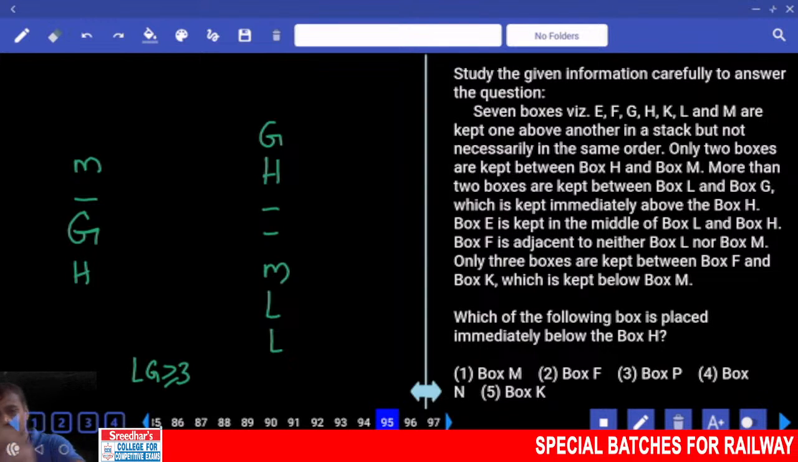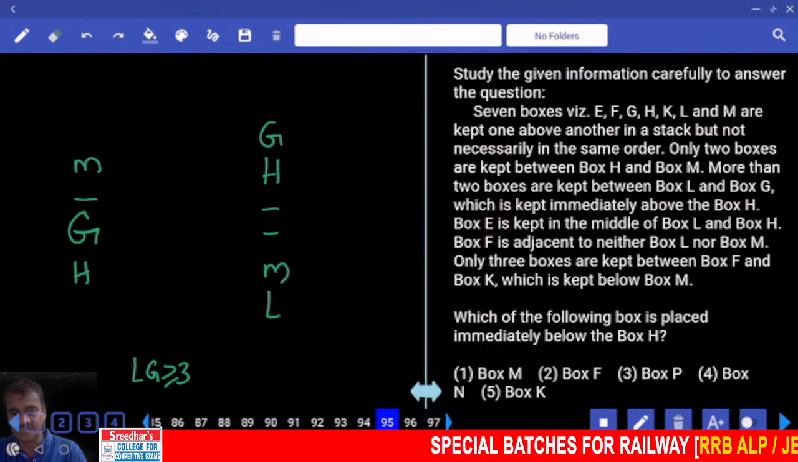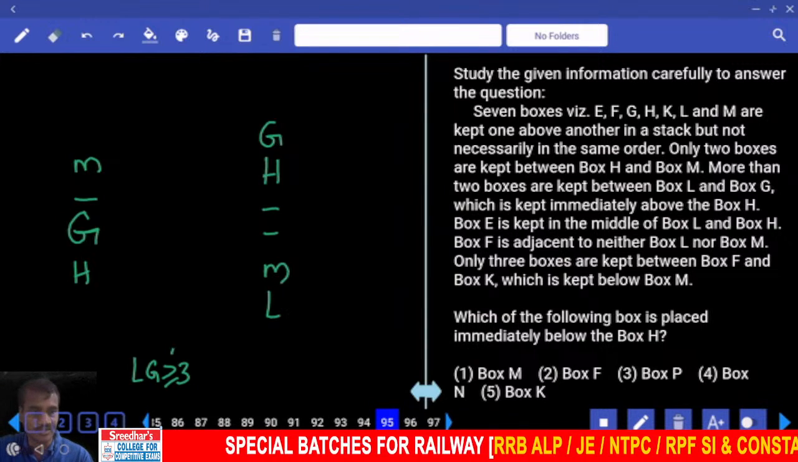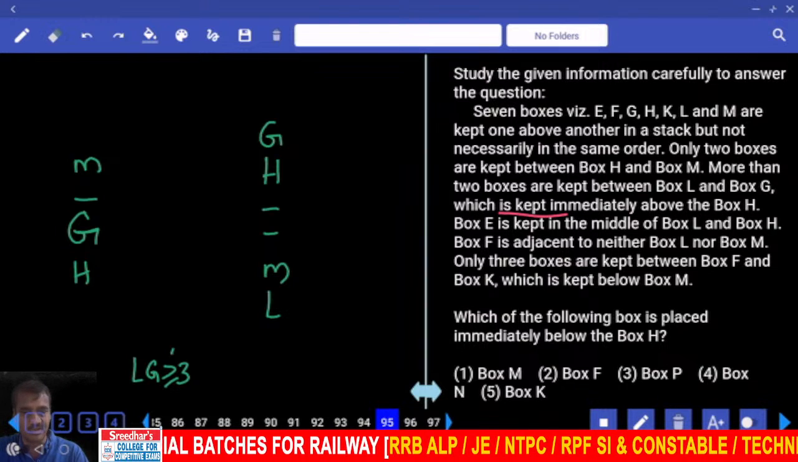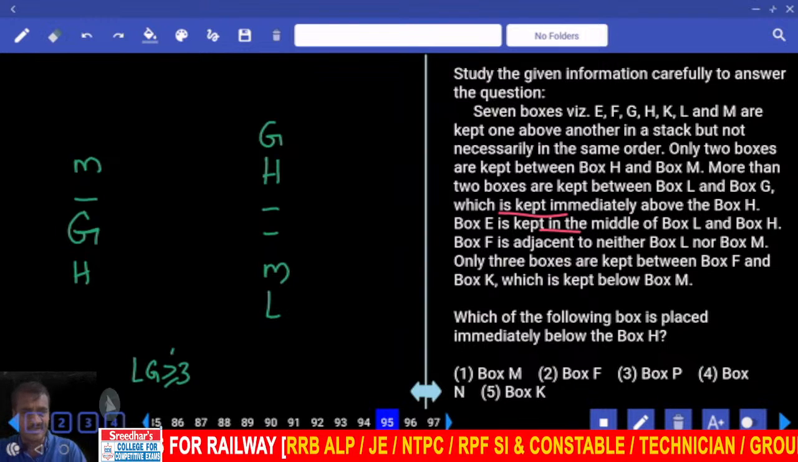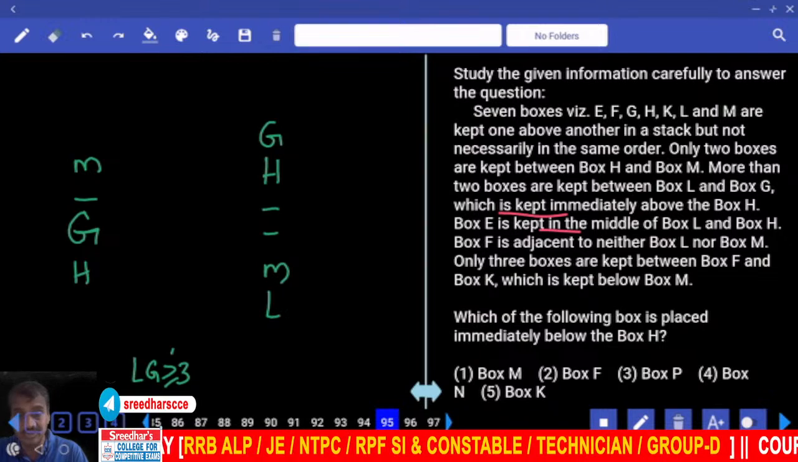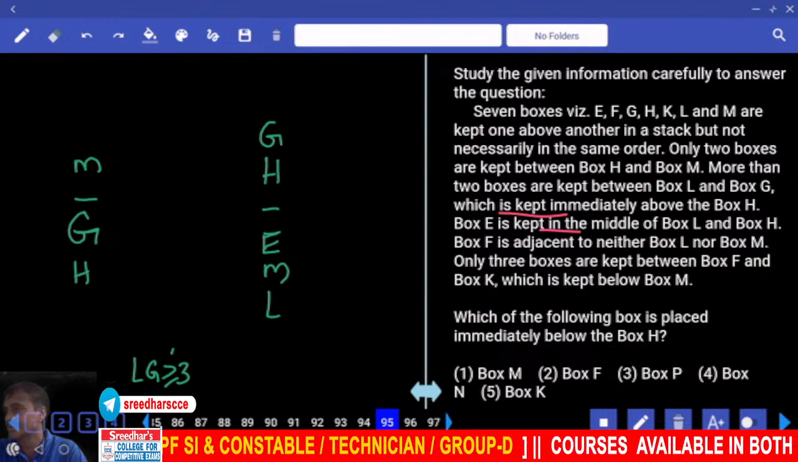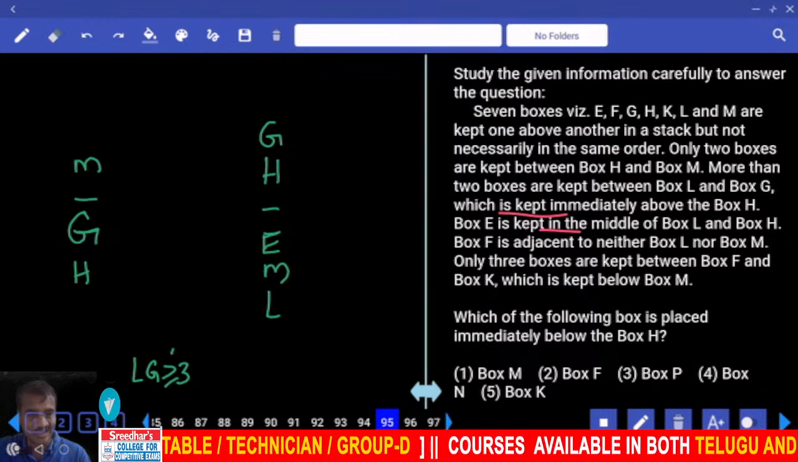Now if you start with this L at this place, L and G in the first case you have taken, there are exactly 4. G is kept immediately above H, and E is kept in the middle of L and H. Now E is in the middle of L and H, then where should this be? E must be immediately above this M. Middle, exactly between.